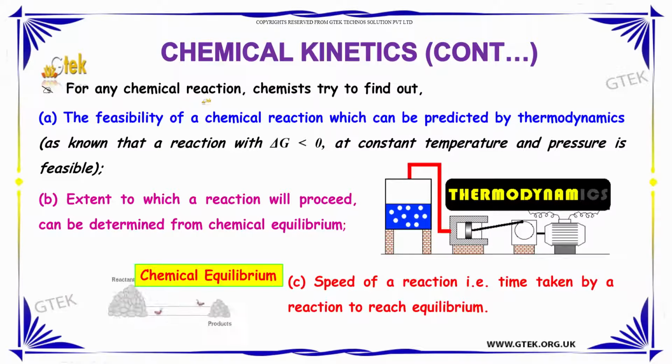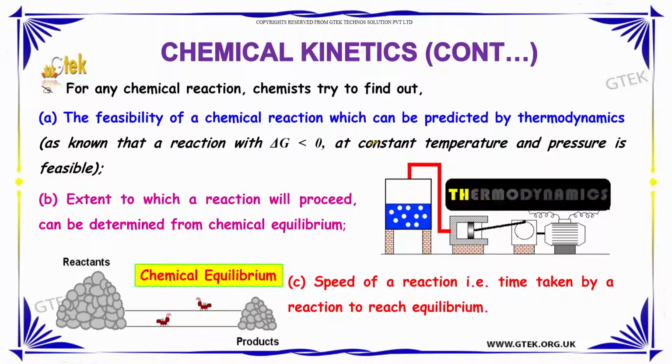For chemical reactions, a chemist should try to find out the following factors. First, the feasibility of a chemical reaction, which can be predicted by thermodynamics: a reaction with a delta G less than 0 at a constant temperature and pressure is feasible. Second, the extent to which a reaction will proceed can be determined from chemical equilibrium. The third point is the speed of the reaction, the time taken by a reaction to reach the equilibrium position.